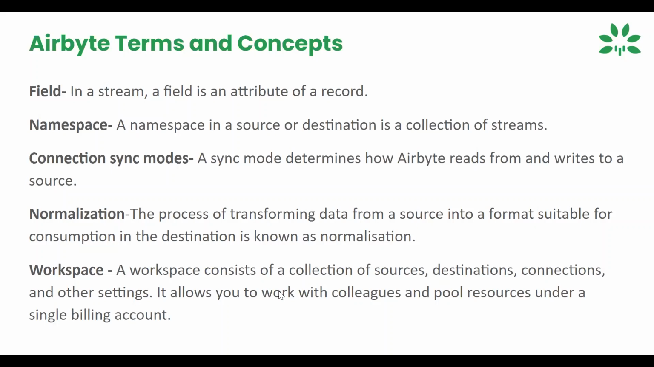The normalization process is the process of transforming your data from the source format to a format which is suitable for your consumption in the destination. If it's an S3 bucket where you're pushing your data, it could be a Parquet file or a CSV file. But if your destination is an RDBMS table, a database or a data warehouse, obviously you would want your JSON, which is coming from your API, to fit into your table.